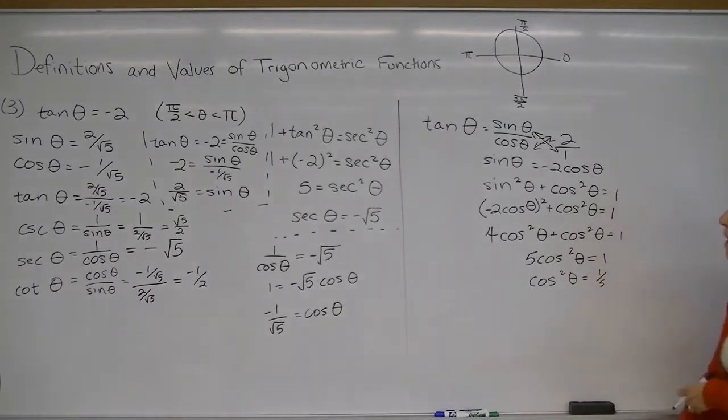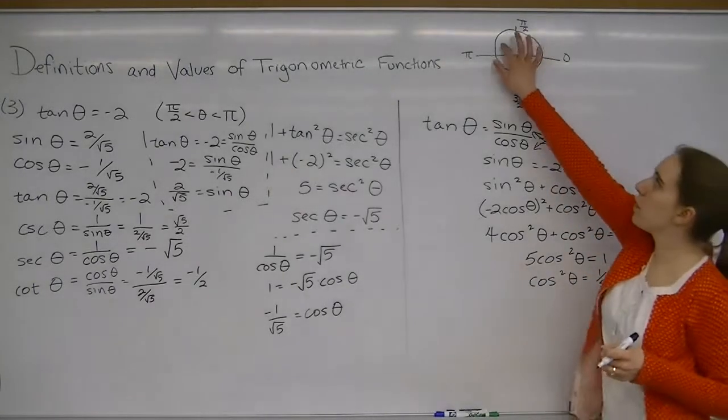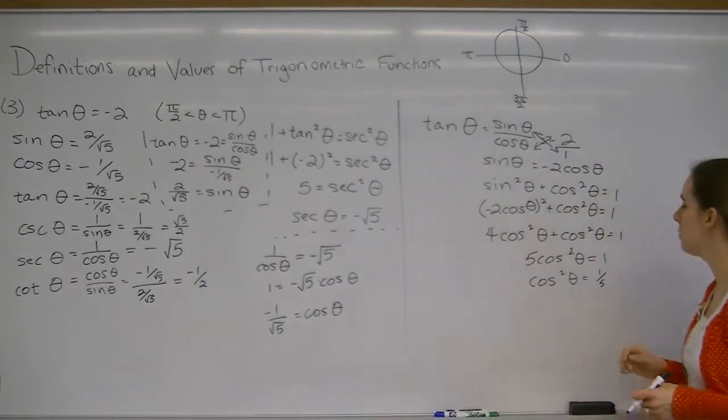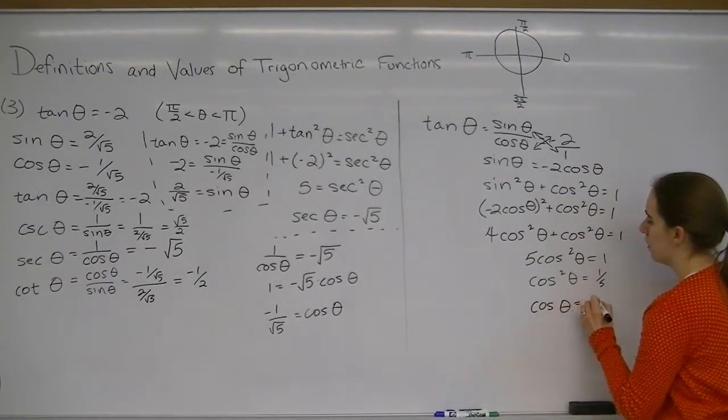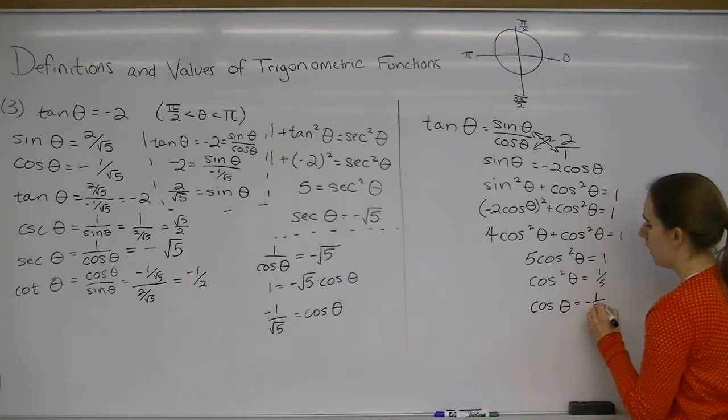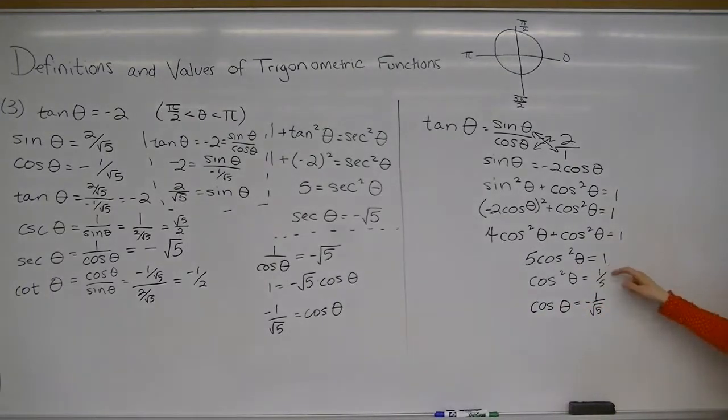And remember, way back when we judged based on where we were in the circle that cosine would be negative, so we're going to take the negative square root. And again, I can take the square root of 1 over the square root of 5, but the square root of 1 is itself. So we get the exact same cosine value we got doing it the other way.